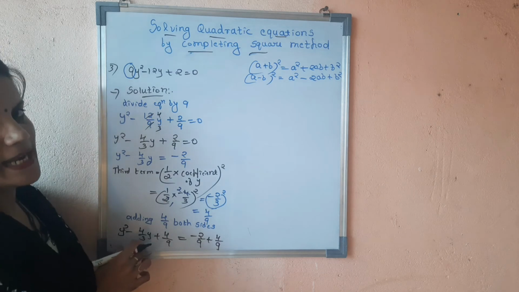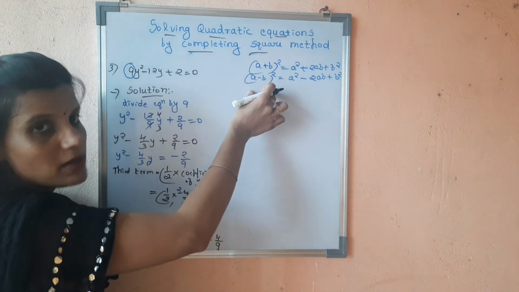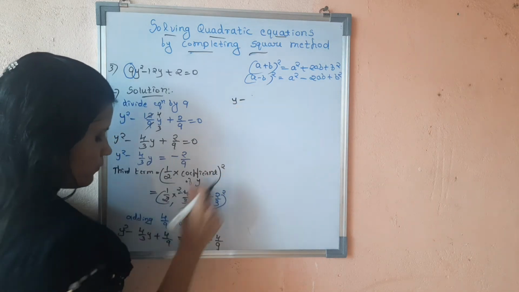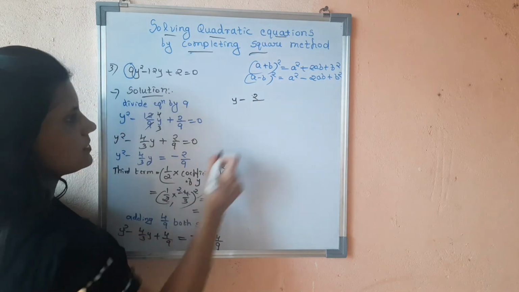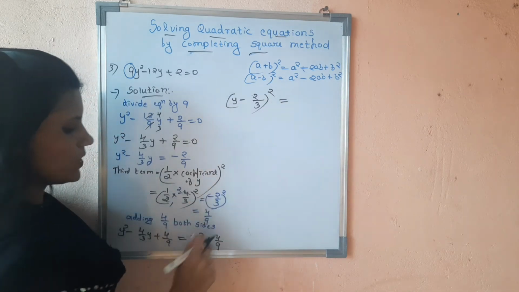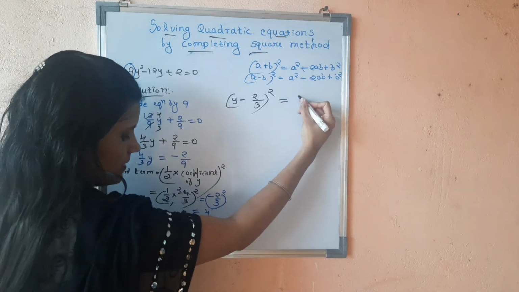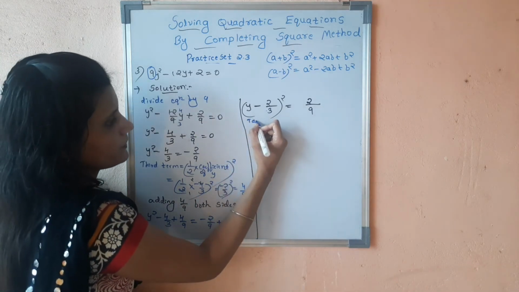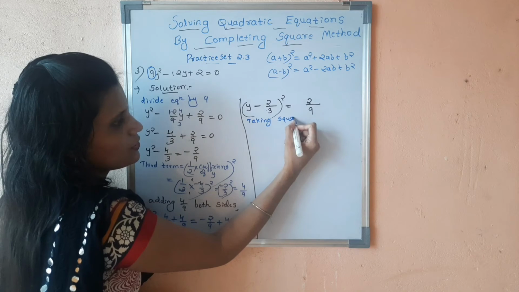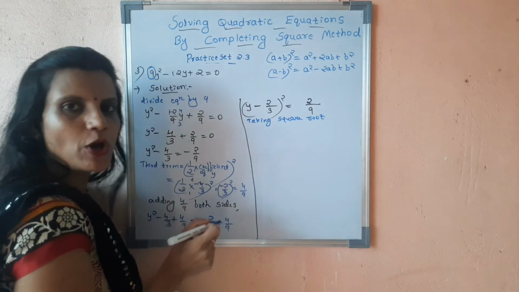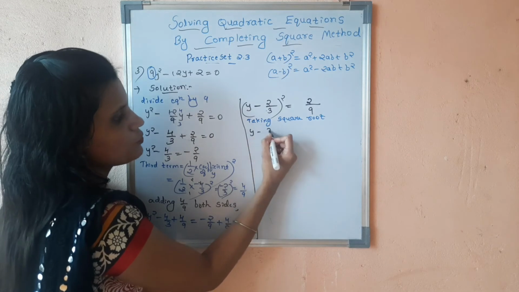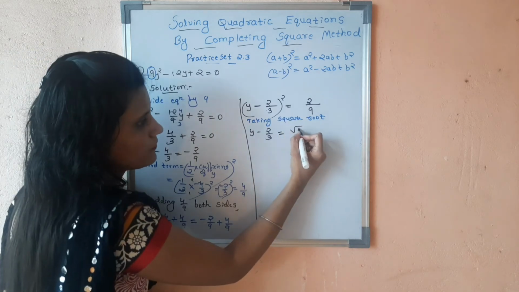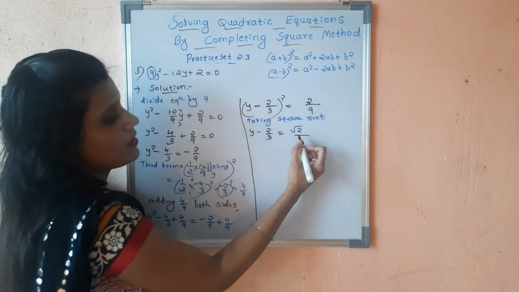Now here the symbol is minus, that means you should go for this formula a minus b whole square. So the equation will become y minus 2 upon 3 whole square. Here the denominator is the same, it will become 9. 4 minus 2 will be 2. The next step is taking square root. Taking square root, we will get y minus 2 upon 3 is equal to, here 2 is not a perfect square, so square root of 2, and 9 is a square of 3.